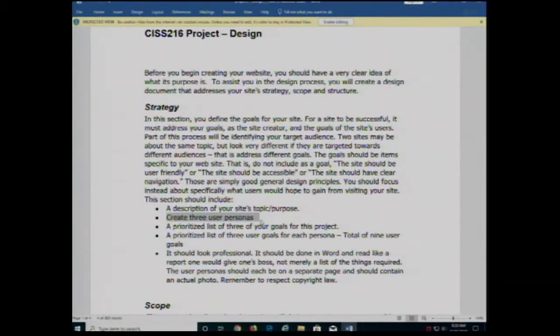All right. The next step in the design document is what's called the scope. And the scope and the strategy, these all start with S's, I think, except for the last one. The scope and the strategy go together because the scope is the goals. I'm sorry, the strategy is the goals, and the scope is what you're going to try to do to achieve those goals.